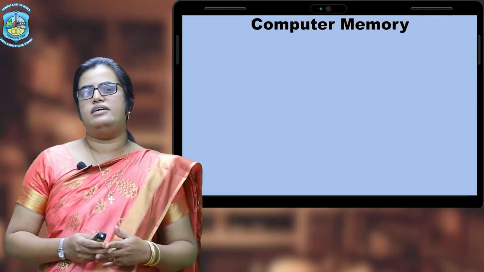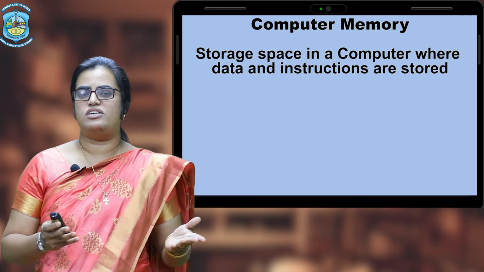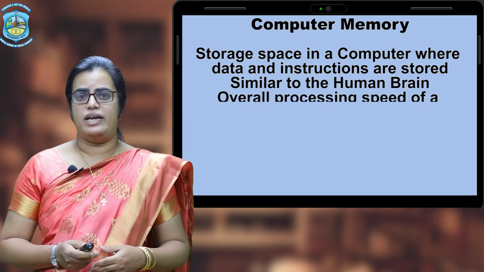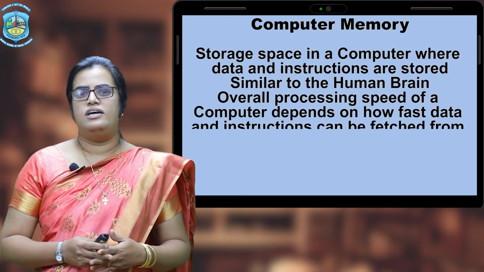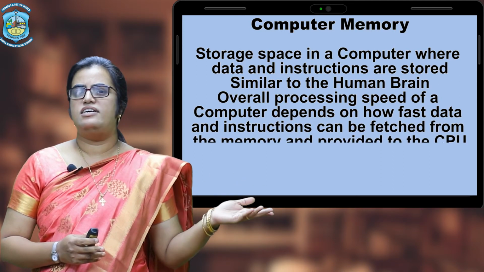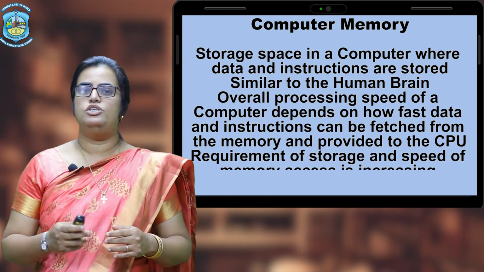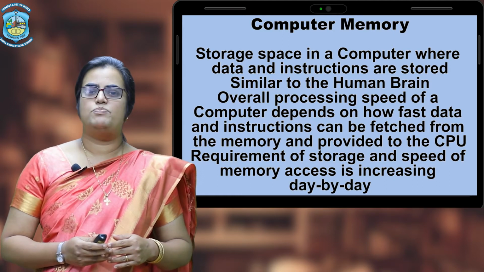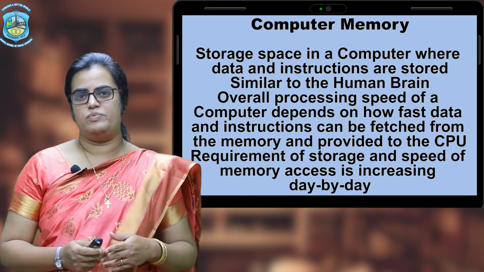So let us come to what is computer memory. A computer memory is a storage space in a computer where data and instructions are stored. It is just similar to a human brain. The overall processing speed of a computer depends on how fast data and instructions can be fetched from the memory and provided to the CPU. The requirement of storage and speed of memory access is increasing day by day.